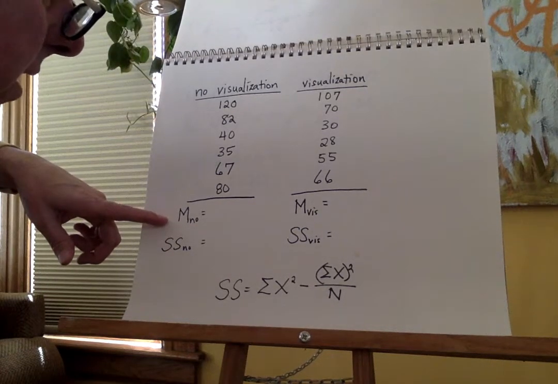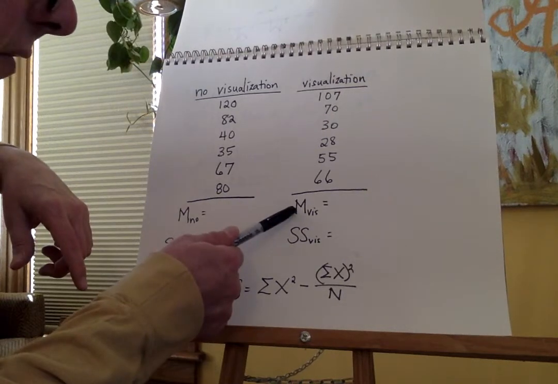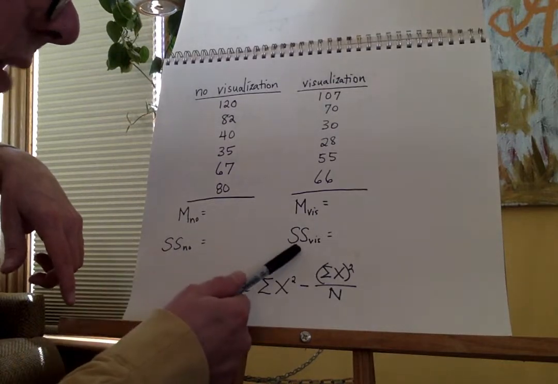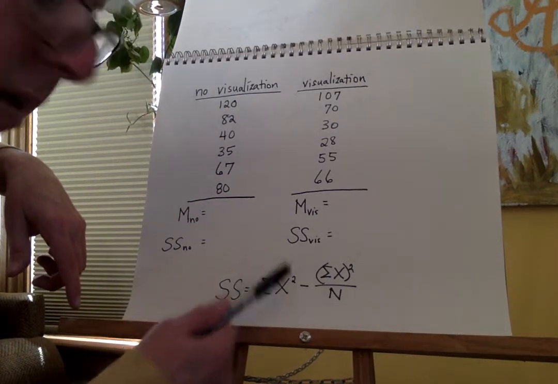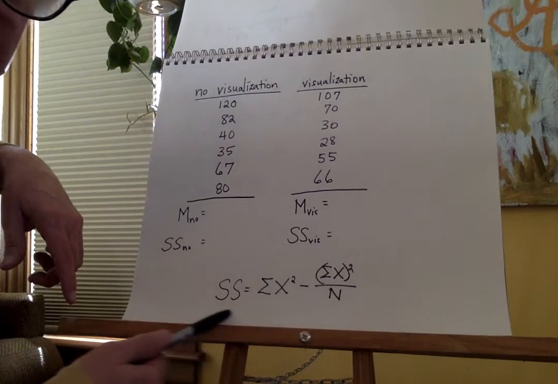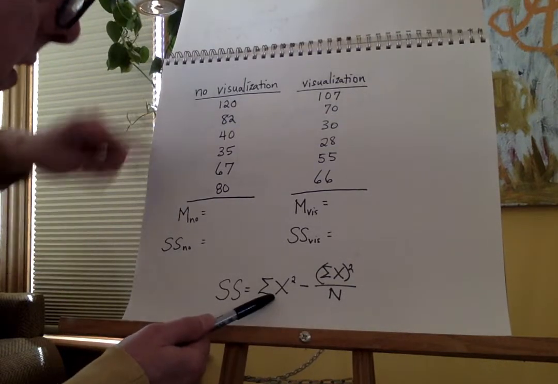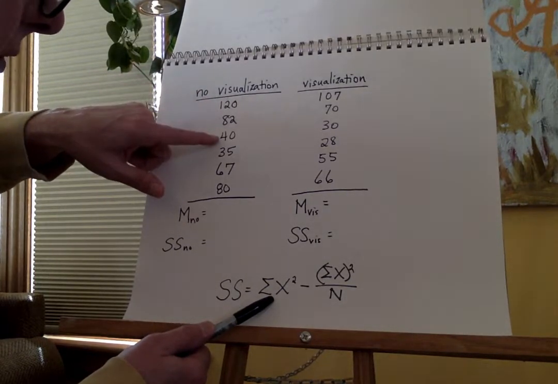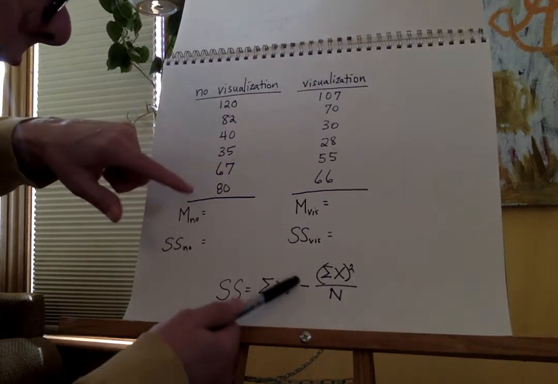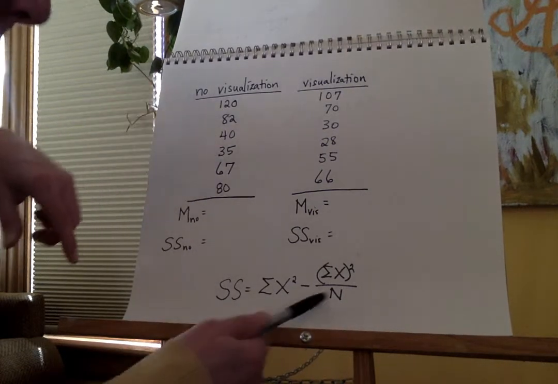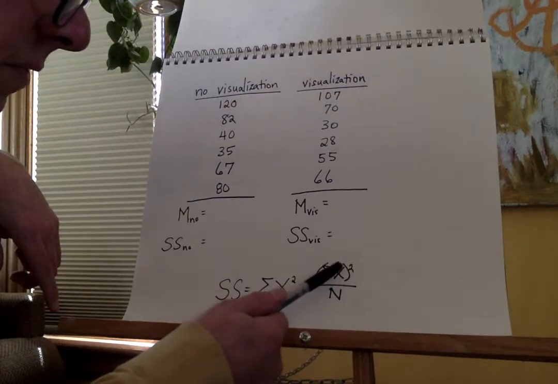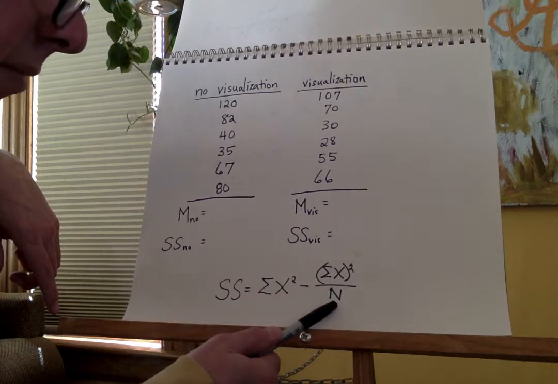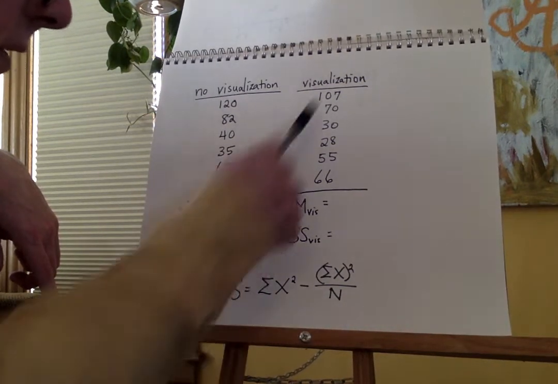We need to get the mean for group 1, the mean for group 2. We need to get the sum of squares for group 1. We need to get the sum of squares for group 2, okay? Remember, this is our sum of squares formula. This says square each number: 120 squared, 82 squared, 40 squared, 35 squared, so on and so forth. Add those together. This tells you add the numbers first and then square. Divide by the number of numbers, in this case 6.